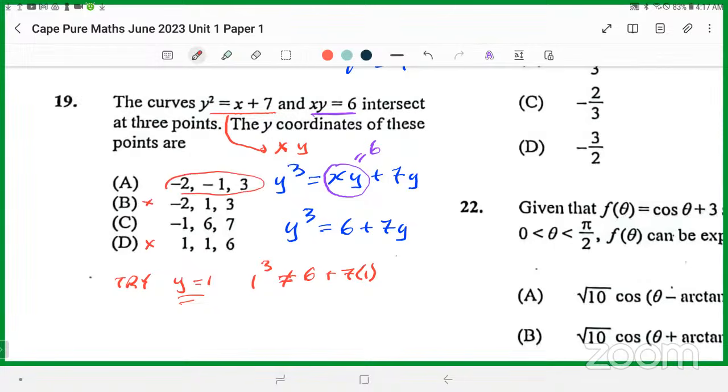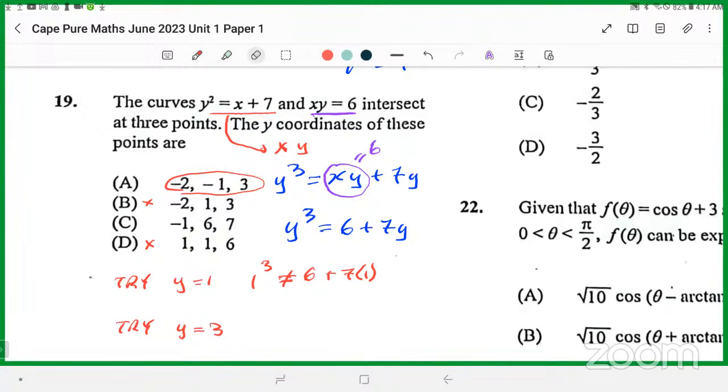It doesn't make sense to try -1, because -1 is in both of them. So I can maybe try the 3. If 3 doesn't work, then this is the answer. If 3 works, then this is the answer. So I'm going to try y equals 3.